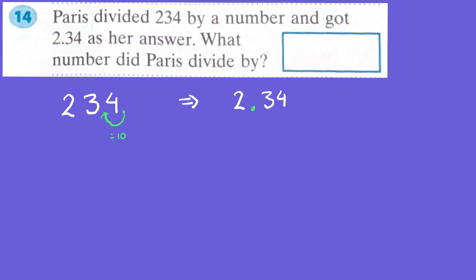And if you decided to move that decimal point 1 more digit, then you also divided it by 10 here. And so if the decimal point was moved from behind the 4 all the way up to between the 2 and the 3, that means that it must have been divided by 100. And so what number did Paris divide the 234 by to get to 2.34? She had to divide it by 100.